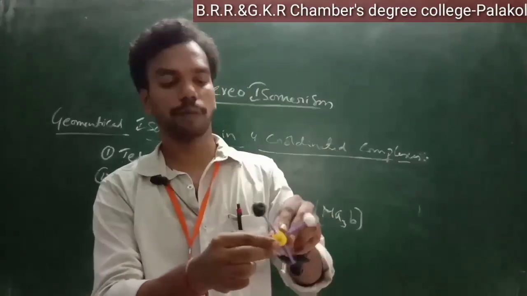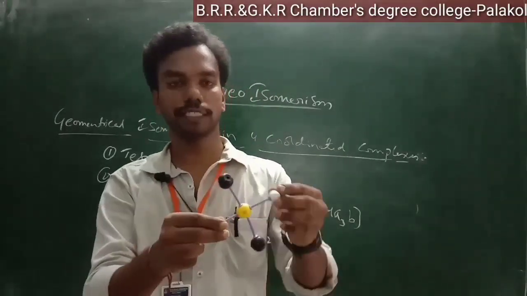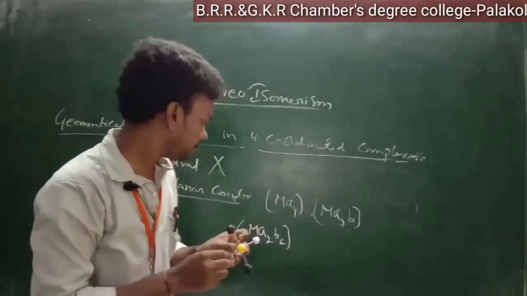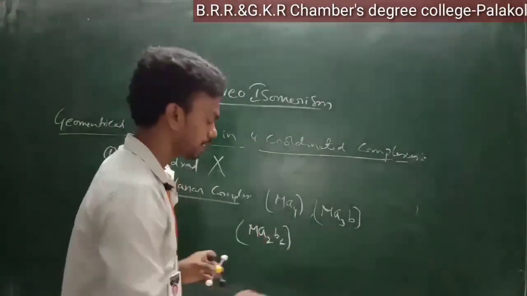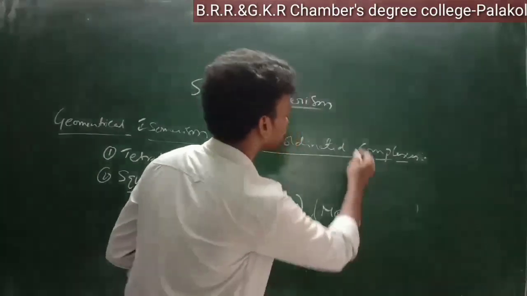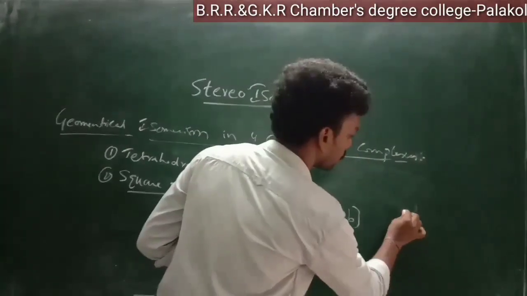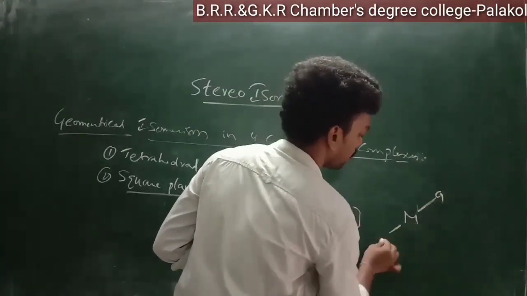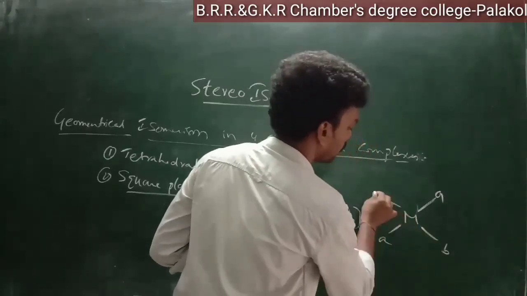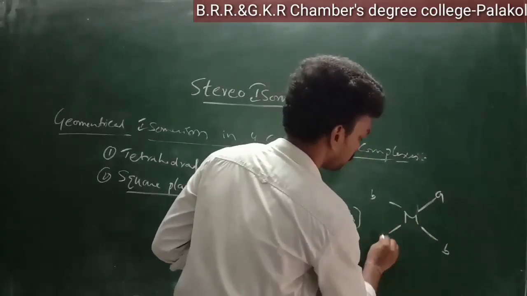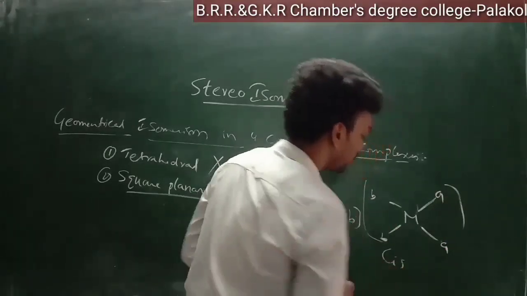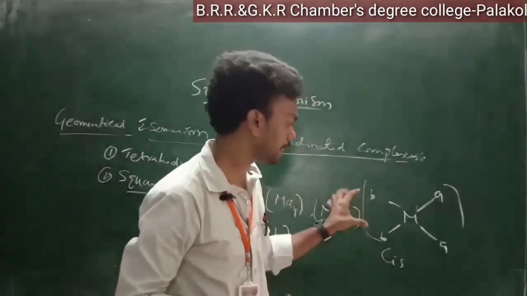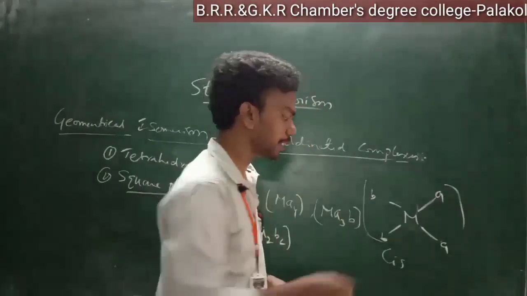Right. So here this square planar complex, these 2 ligands are same, these 2 ligands are same. Now here this complex exists in 2 types, that is cis isomer and trans isomer. Cis isomer, that is M A B B. Okay. So this is cis. Here 2 ligands are in same side. 2 ligands are same, so that is cis.